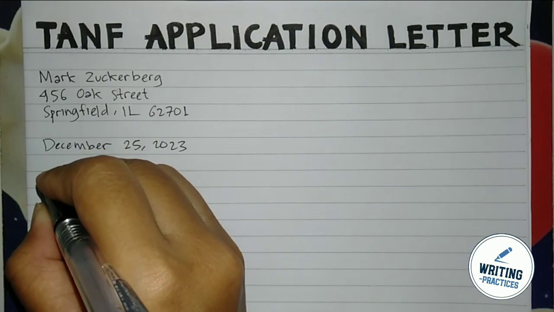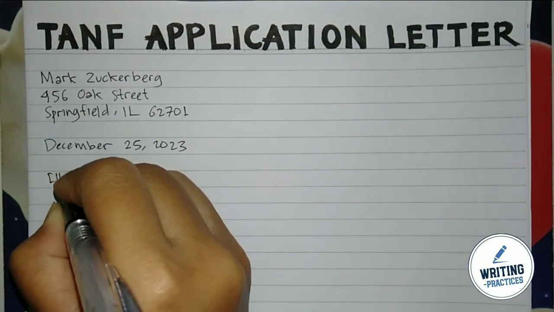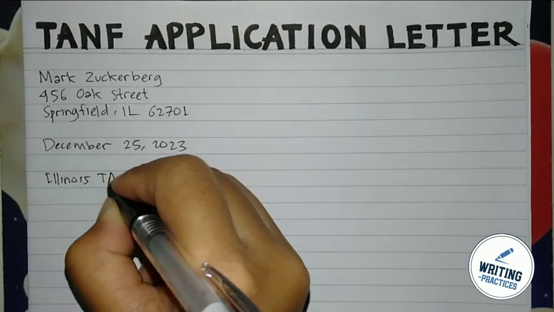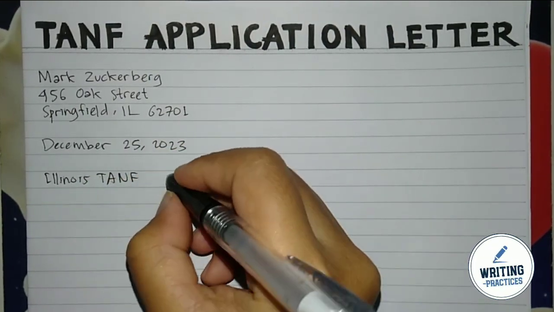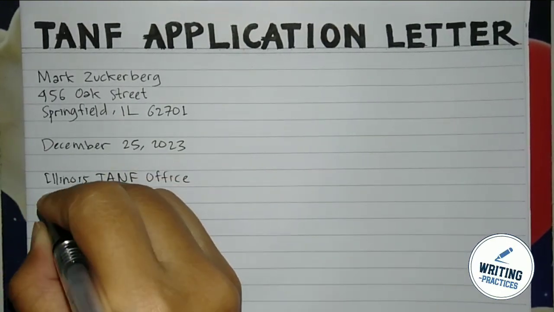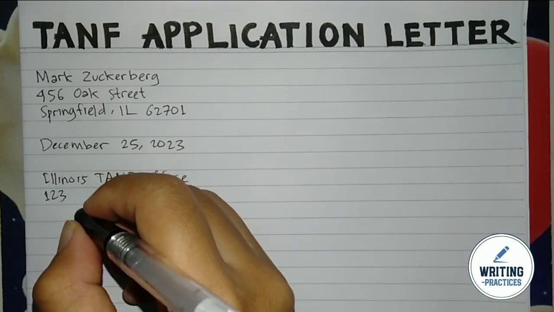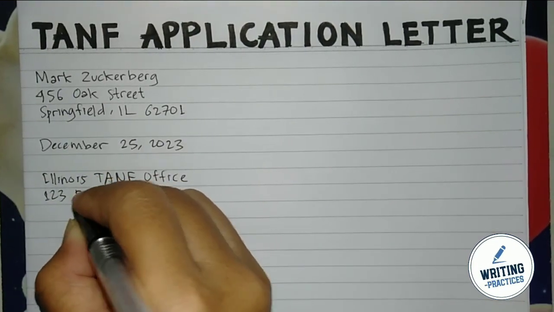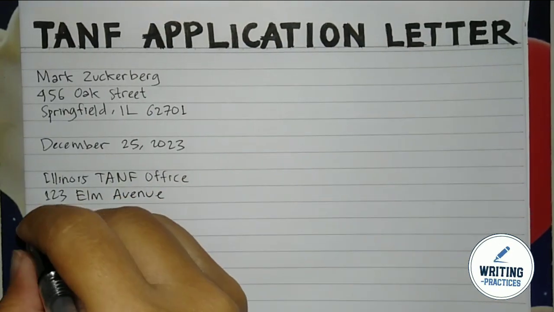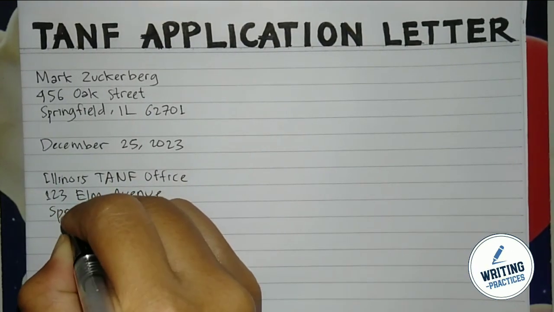The letter typically includes personal information, details about income, living arrangements, and the number of dependents, as well as any other information required by the state's TANF program. The specific content and format of the letter may vary, depending on the state's requirements and the applicant's circumstances. Here, Writing Practices will show you how to write a TANF application letter step by step.